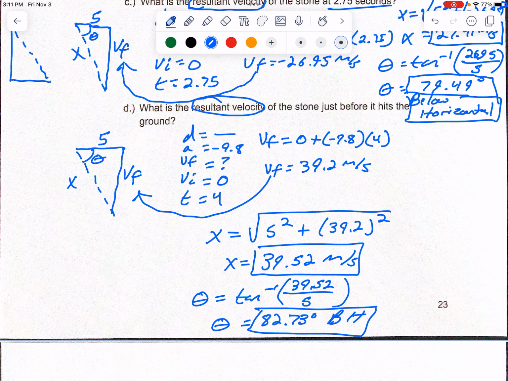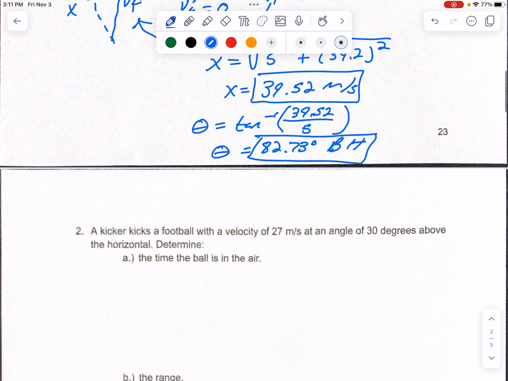So there you go. If you drew your triangle the other way, you should get 7.27 degrees. Okay, as yours, that's fine. Either one works. So that is basically how you do resultant. It's the same steps every single time. You just got to be careful on what you're using. Now, we're going to go to number 2.